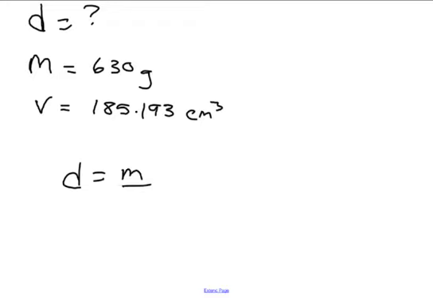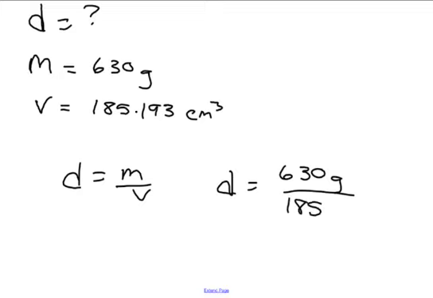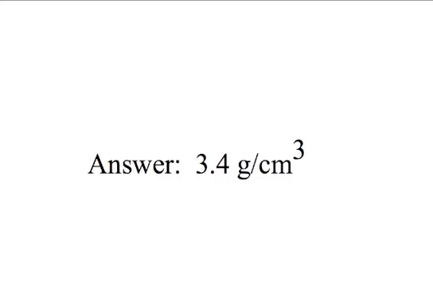Alright, now all we have left to do is to plug this into our equation. So we know density equals mass over volume. So density equals 630 grams divided by 185.193 centimeters cubed. Alright. So now all we have to do is plug this into our calculator and we get 3.4 grams per centimeter cubed. We'll put this in a box so that your teacher can find the answer. And we are all done with problem number 2.